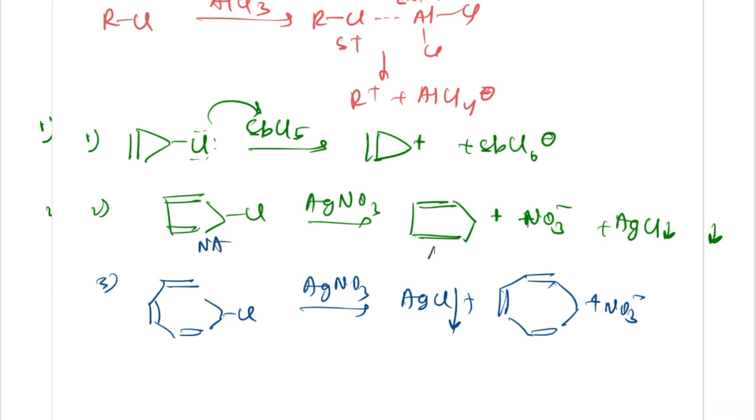Non-aromatic to aromatic. So it will easily lose the chloride ion. It will easily go from non-aromatic to aromatic. So it is easily losing.